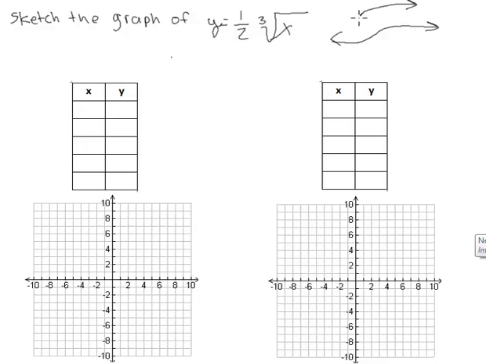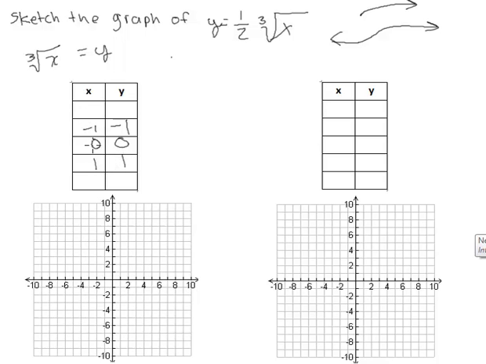Now, unlike the square roots, which only went in one direction, cubed roots go in both directions. So my middle point is 0, 0. This is just the cubed root, y equals the cubed root of x. Now I go off in either direction from 0. So the next point, -1 and 1. The cubed root of -1 is -1. The cubed root of 1 is 1.